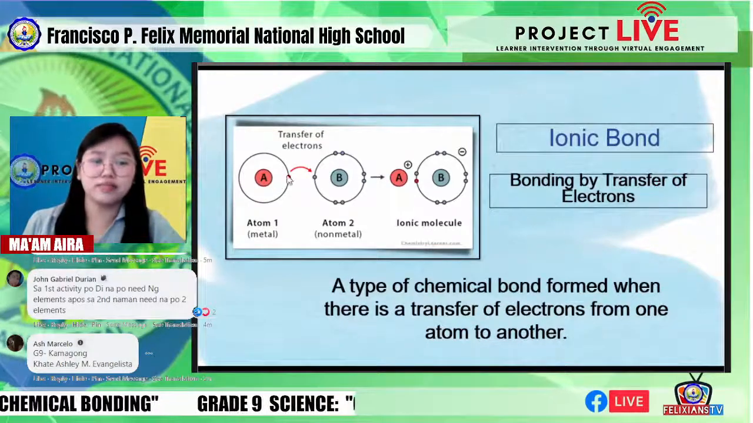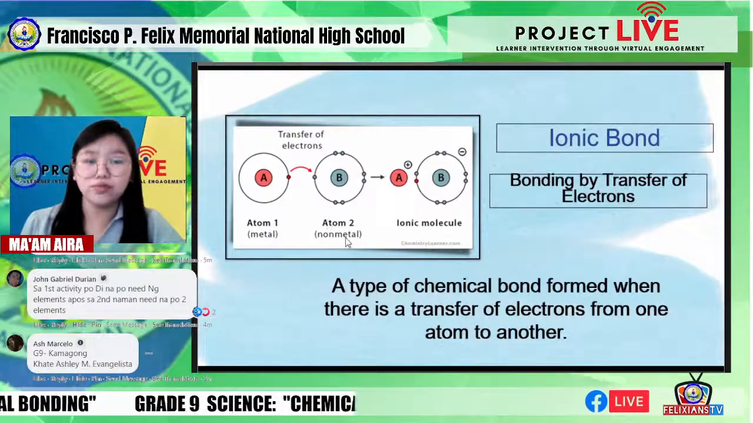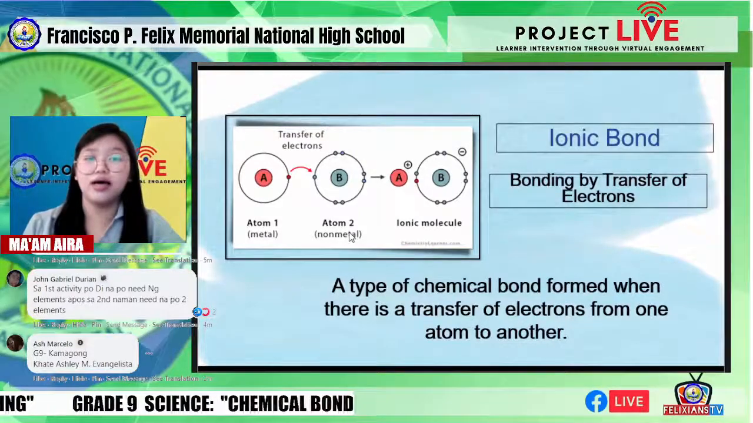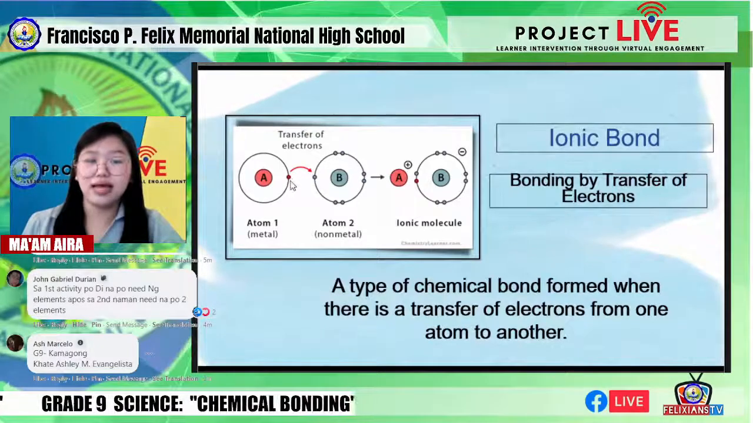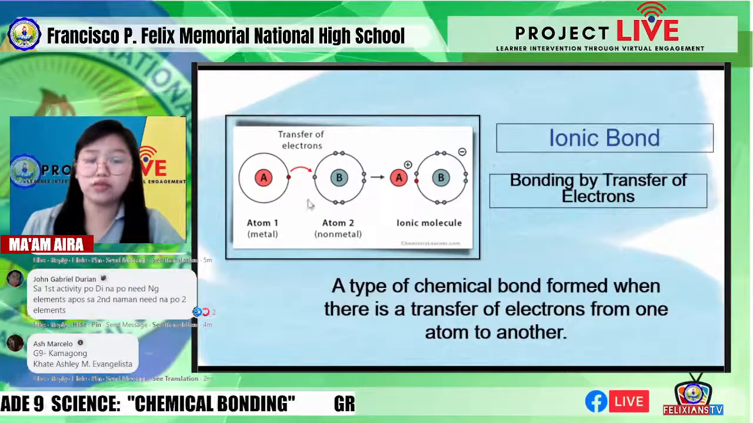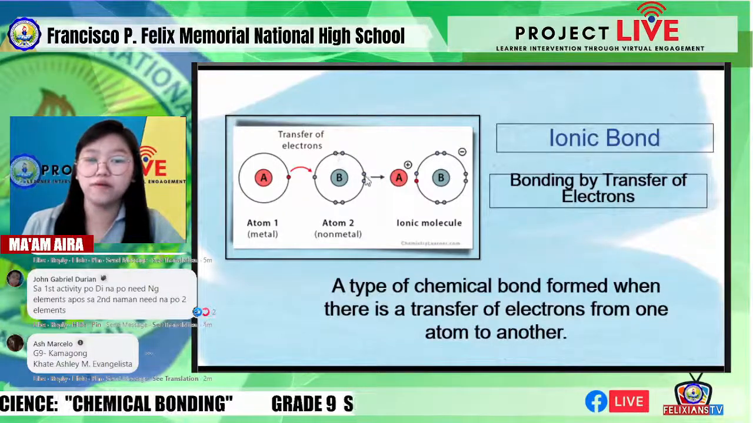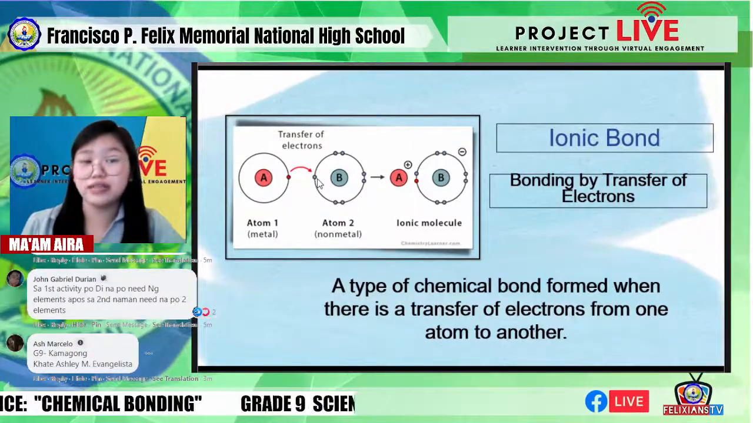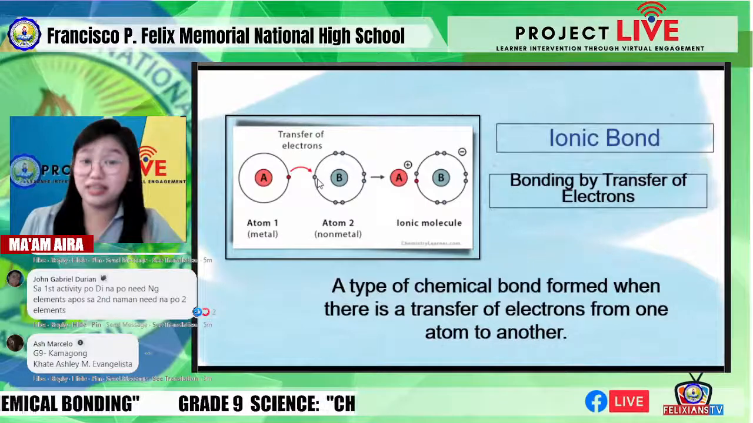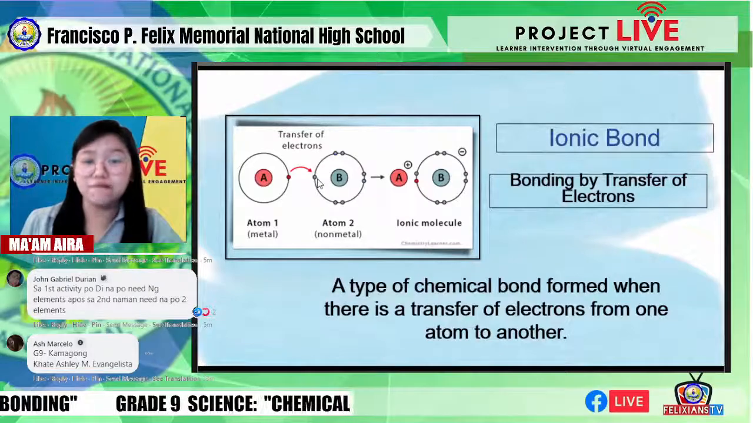So this one, let's say for example, we have atom 1, which is a metal, and atom 2, which is a non-metal. Nagkaroon sila ng chemical bonding undergoing ionic bond. So one electron will be transferred to the other one for this atom, atom number 2, to become stable. As you can see, meron lamang siyang 2, 4, 6, 7. 7 valence electron. Remember that if atoms are seeking stability, they have to have 8 valence electron.